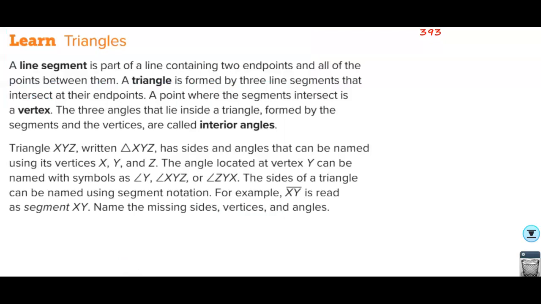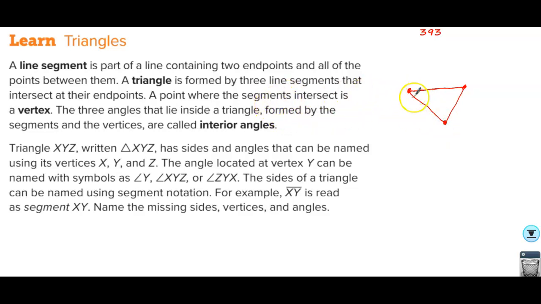Okay, a line segment is part of a line containing two endpoints and all of the points in between them. I think that's pretty straightforward. A triangle is formed by three line segments that intersect at their endpoints. I can give you a visual here. You've got your typical line segment, which is a line with two points at each end and contains all the points in between. A triangle is made up of three of those put together that all meet at their endpoints, three line segments. And the points where they intersect is called a vertex. But anytime two lines intersect at a point, it's called a vertex.